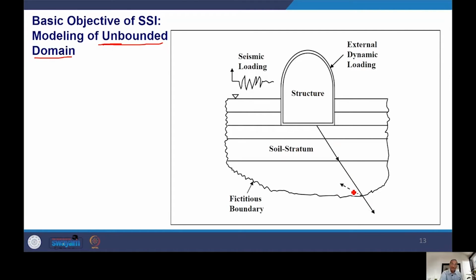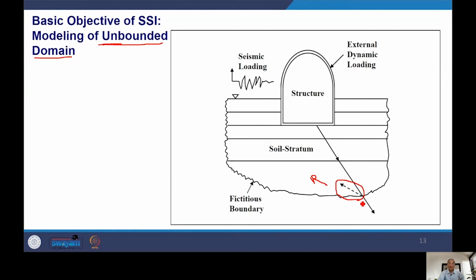So due to the presence of this boundary, this reflection, shown in dotted line, occurs, and that is not permitted. This is a reflection R, and this reflection is not permitted. Why is this not permitted? Because you are putting this artificial boundary or fixed boundary. In fact, there is no boundary. This boundary has been put here to simplify the problem, and this kind of simplification is all right for static loading. But when you deal with seismic loading or dynamic loading, then this is not permitted.